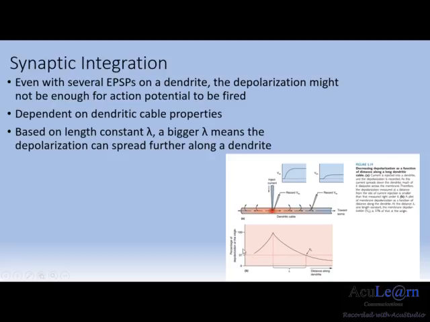This dissipation of the current is highly dependent on dendritic cable properties. An index for determining this is the length constant, which is represented by the symbol lambda. This is defined by how far the depolarization can spread down across a dendrite or an axon. A larger lambda will mean the depolarization can spread further across the dendrite, and a smaller lambda will mean a shorter distance in which depolarization can spread.